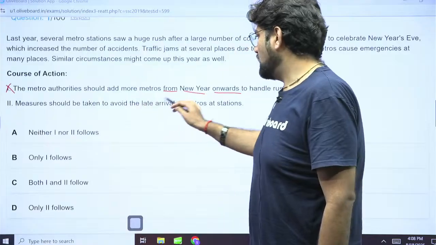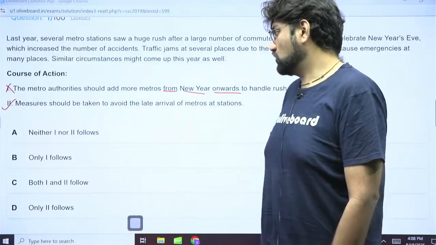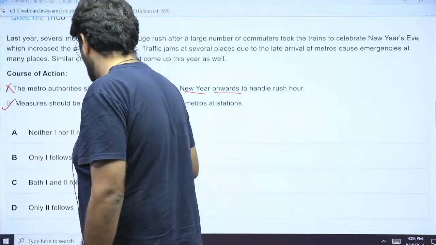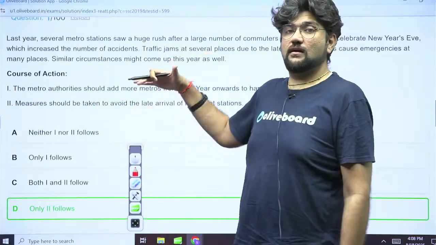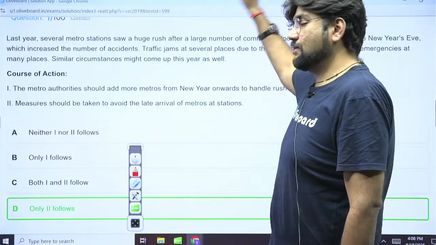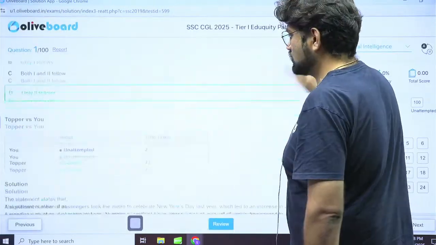Measures should be taken to avoid the late arrival of metros at stations. I think this is a credible thing. So only course of action 2 is the valid course of action here, which is actually going to reduce the problem without causing a new side effect of an extra amount being spent for the metros to be maintained for the whole year. Okay. Next.